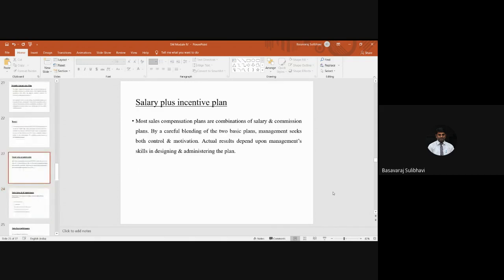And we have something like salary plus incentive plans.